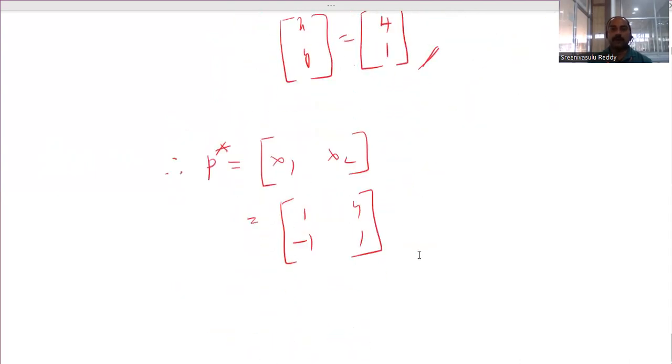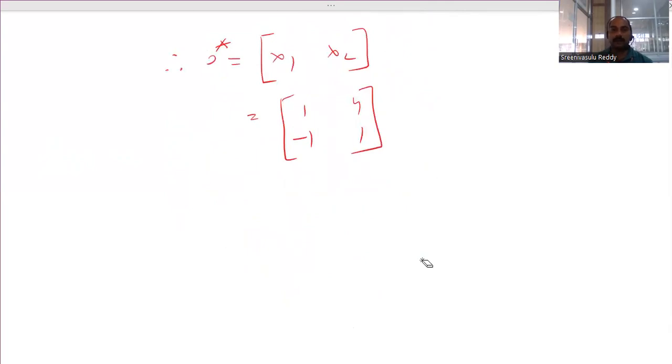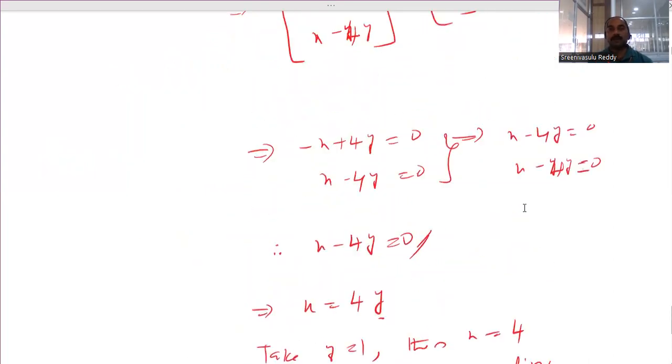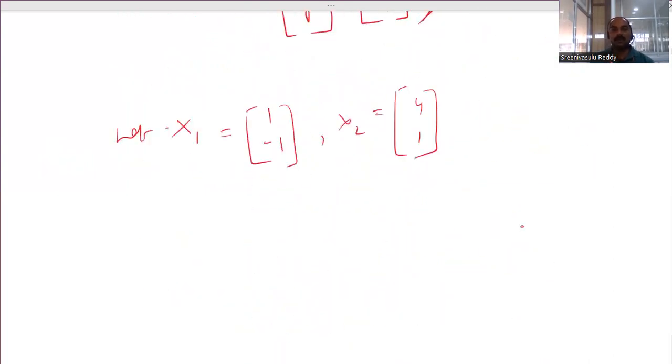Now it is better to find the normalized vectors first. Later you take P. Let x1 equal to (1, minus 1), the eigenvector for the first eigenvalue. x2 is the second eigenvector, corresponding to the eigenvector (4, 1). We have two eigenvectors. Now normalize these.